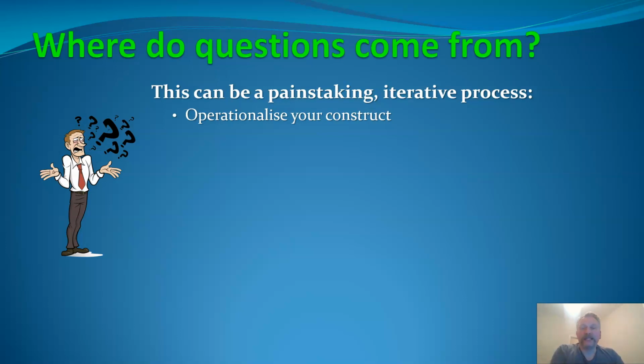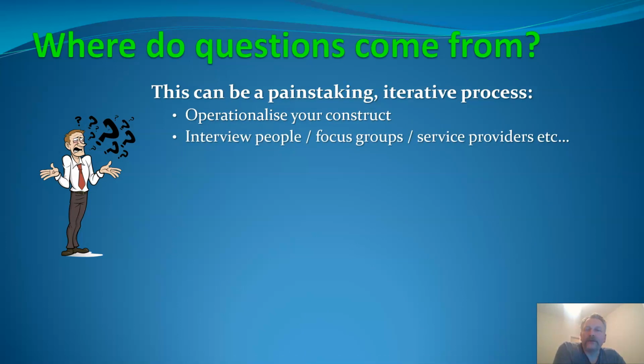So, first of all, you think about defining your construct. How can you operationalize it so everyone in the research team has agreed that this is how we picture, this is how we define anxiety? Once you've done that, you can interview people, or set up focus groups, or speak with patients, or service providers if you're interested in a particular clinical condition. Ask them about their difficulties relating to this construct, their anxiety or their depression or whatever the phenomenon is.